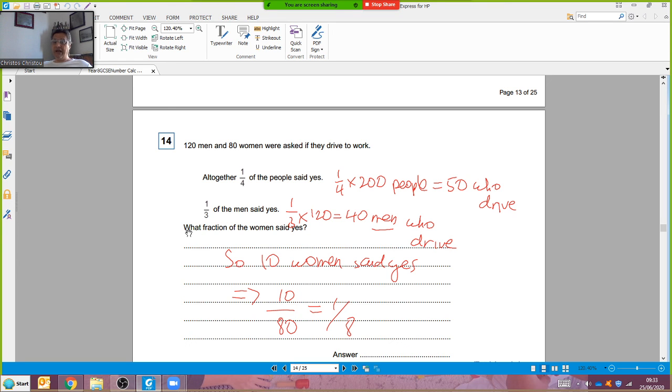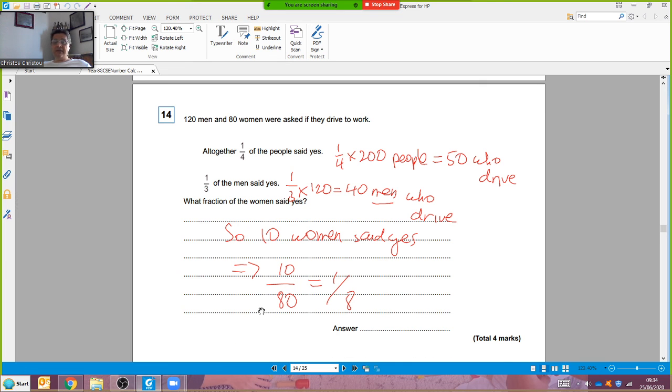Now look at the English here, everyone, because a lot of you missed this. What fraction of the women said yes? There are not 200 women. There are not 120 women. There's just 80 women. So you've got to convert this 10 women into the fraction of the total of women. So here it is, 10 over 80, and you can leave it like that. Don't ask you to simplify it. So 1/8 of the women said, yeah, we can drive. We like to drive to work.